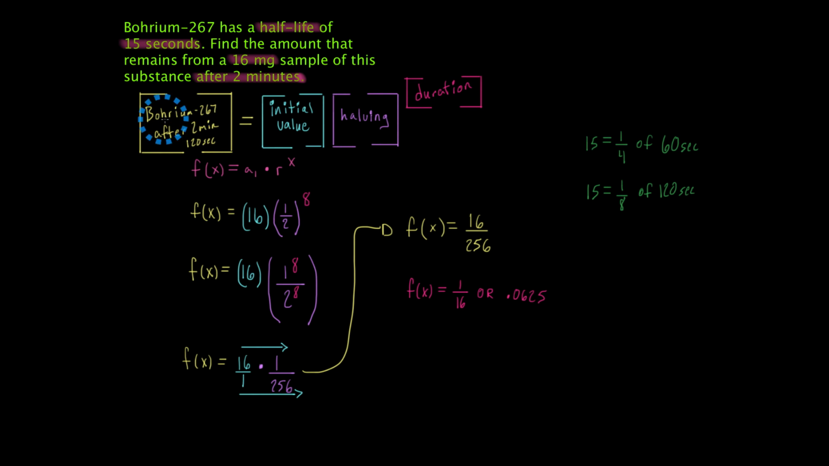Okay, so what's this telling us about f of x? Well, f of x, remember, is telling us how much barium-267 is left after 2 minutes or 120 seconds. Well, we started out with 16 milligrams, so after 2 minutes, we're left with 625 10,000ths of a milligram. So 625 10,000ths of a milligram is definitely less than 16 milligrams. So this is an example of exponential decay. We started out with a larger amount and then rapidly shrunk to a smaller amount. Cool. I'll see you in another video.